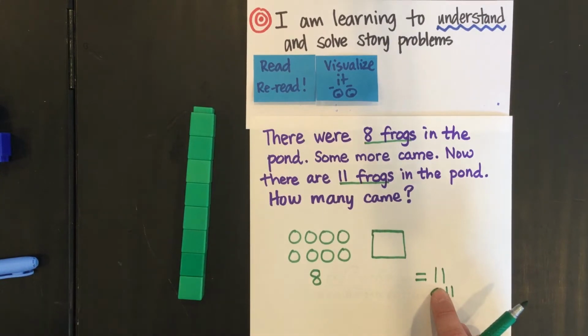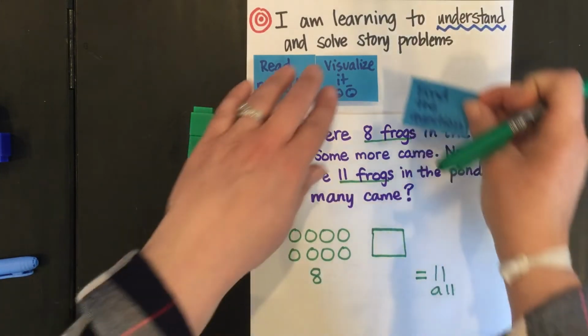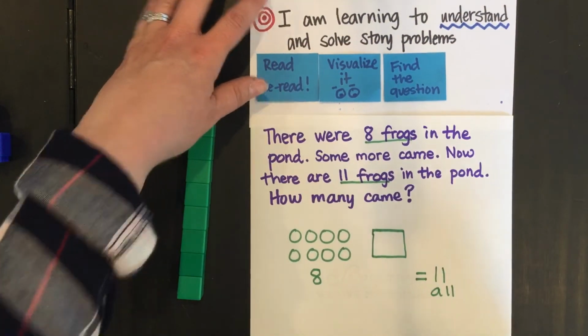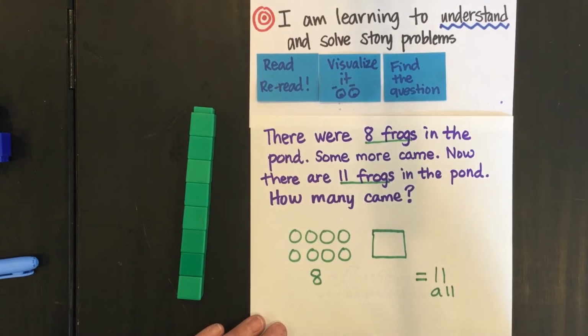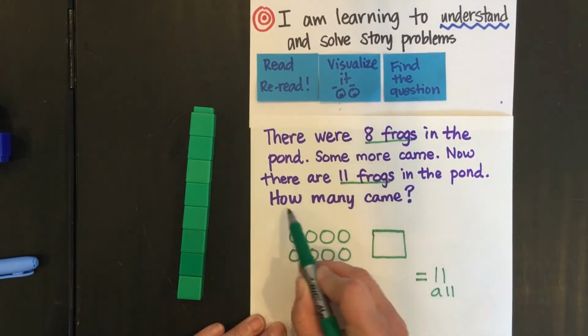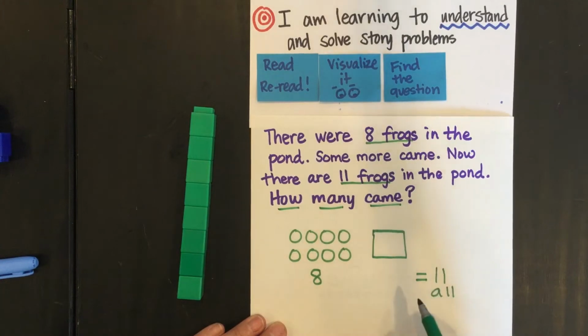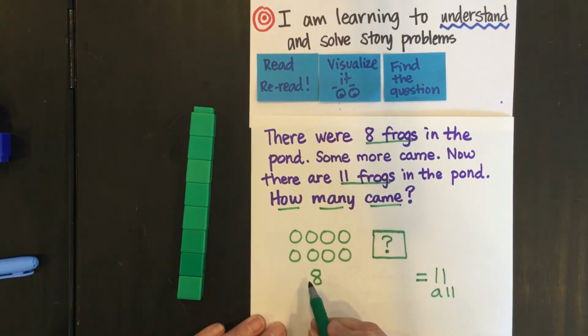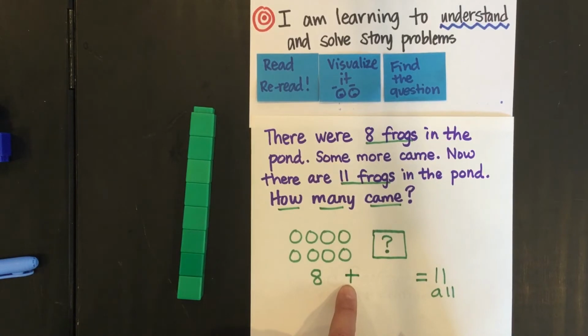Let me think. I want to go back and find the question so I can figure out what the problem is trying to ask me. It said, how many came? Well, I know how many were there. It was 8. And I don't know how many came, but if they came, more would be coming. So I'm going to use the operation of addition. And then I don't know how many came, but I do know how many are in all.